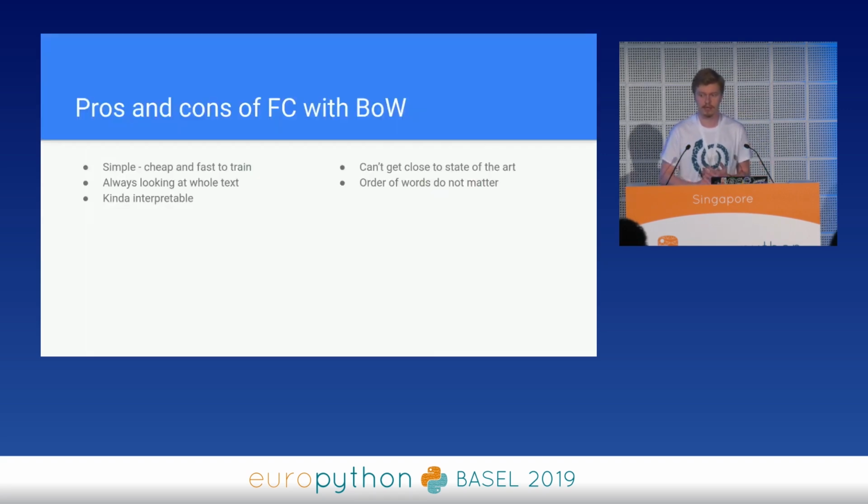Pros and cons of a fully connected network with a bag of words as a representation. It's simple, so it's cheap and fast to train. One epoch took about a second or 2 in Colab, so you can iterate on it fast, and that's also a really good upside, because then you can conduct experiments really, really quickly. We always look at the whole text, because at every word. It's kind of interpretable, because it's so simple that we usually can explain why the given result was chosen.